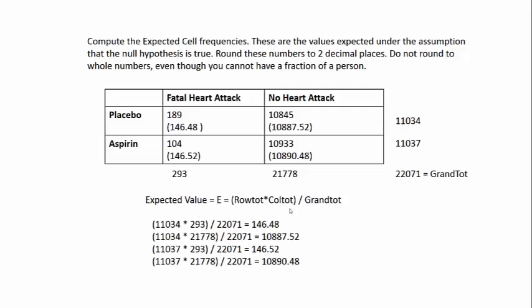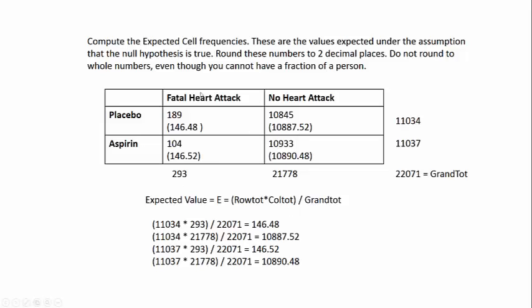We next need to compute the expected cell frequencies, and these are the values that are expected under the assumption that the null hypothesis is true. Now I want you to round these numbers to 2 decimal places. Don't round to a whole number. Even though you cannot have a fraction of a person, these are theoretical numbers, so you want to keep at least 2 decimals when you compute your expected values.